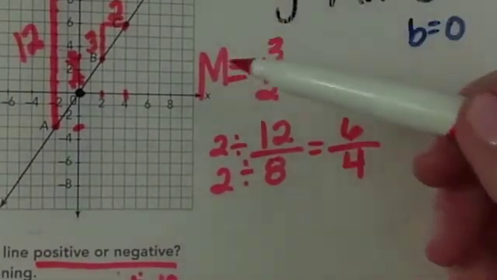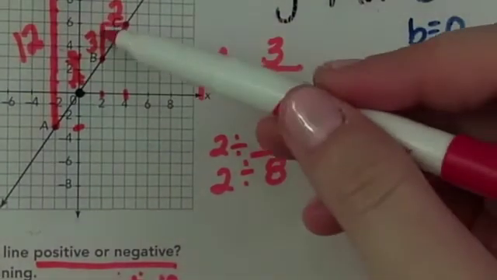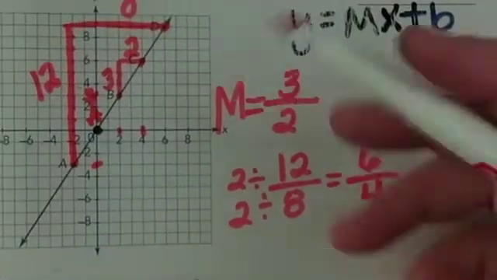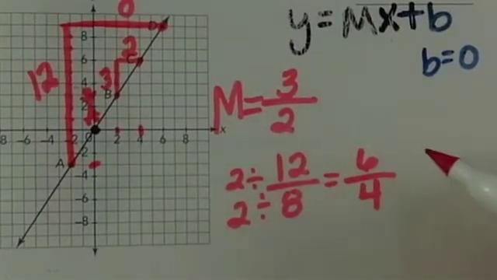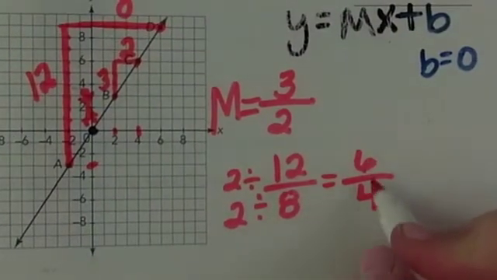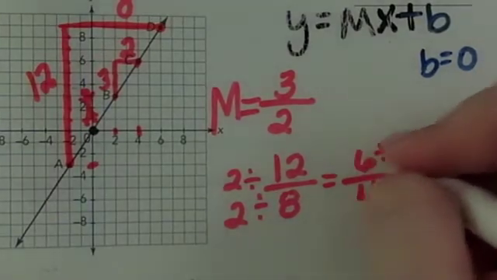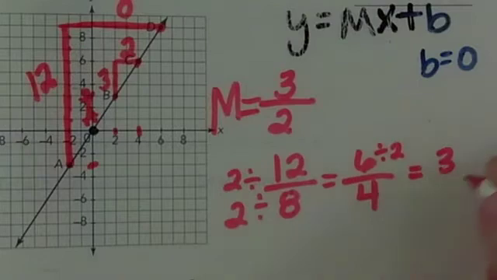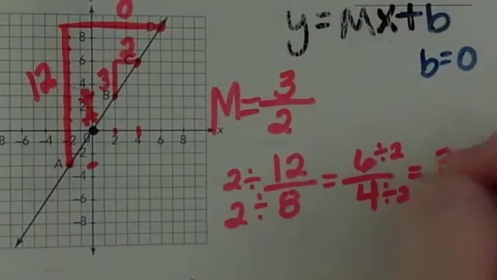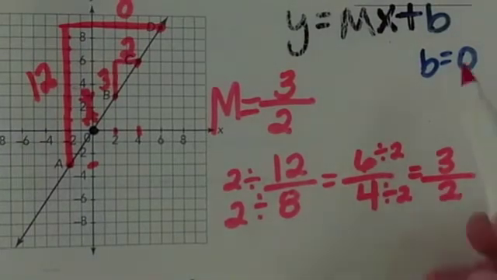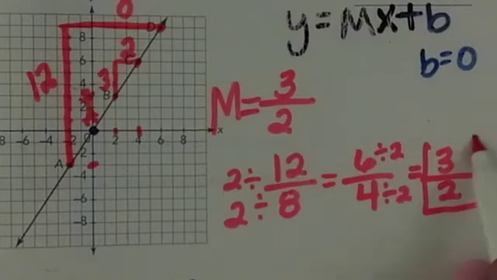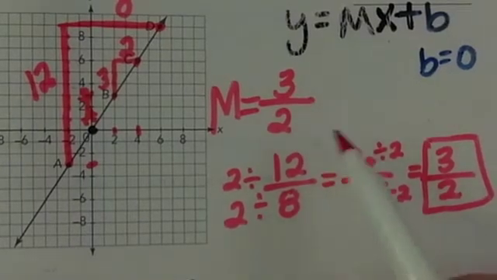Okay, well, that's still not quite the same as that smallest triangle that we could draw. So let's keep going. 6 and 4 are also divisible by 2, so we could actually go one more time. 6 divided by 2 is 3, 4 divided by 2 is 2. So 3/2, notice, is the same as this one.